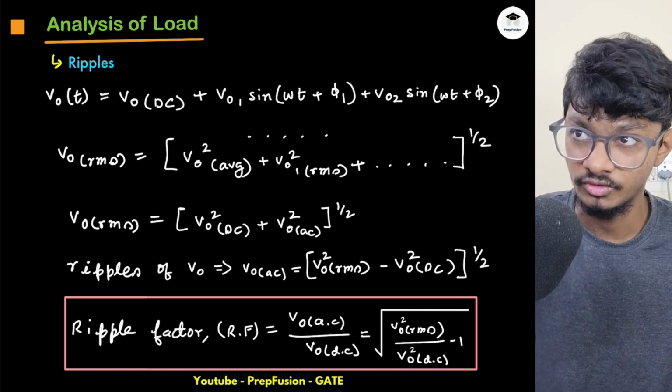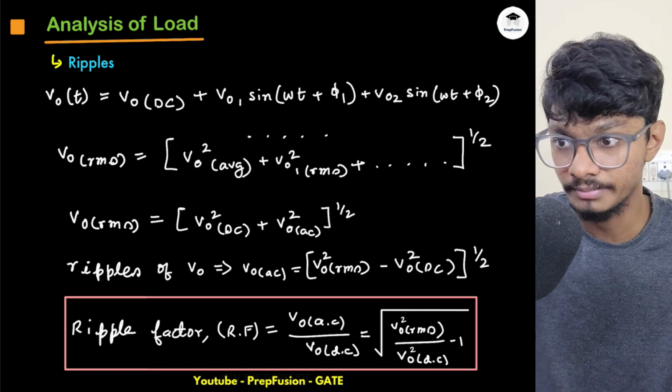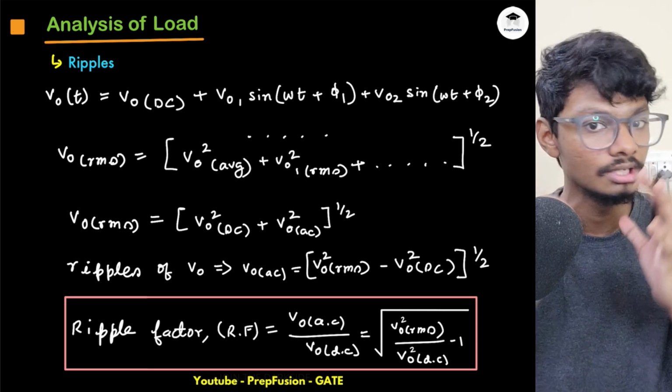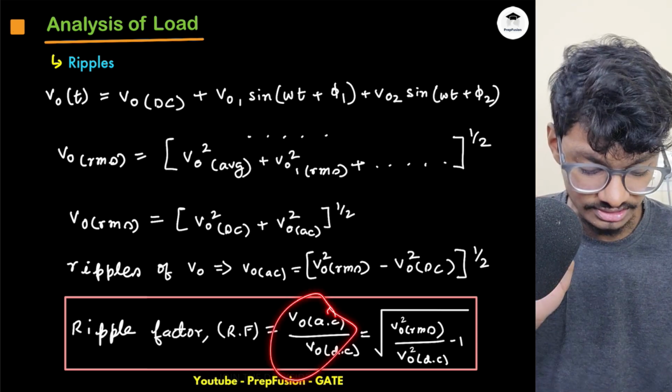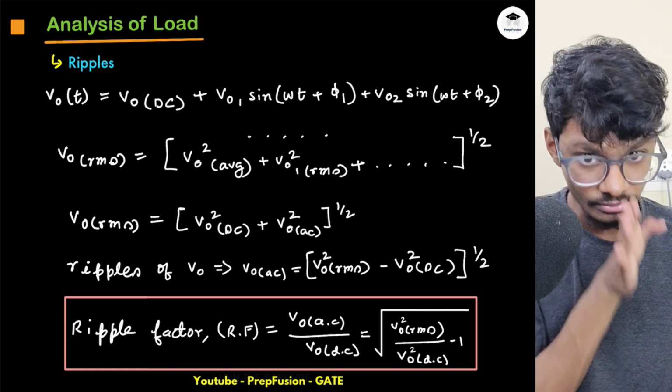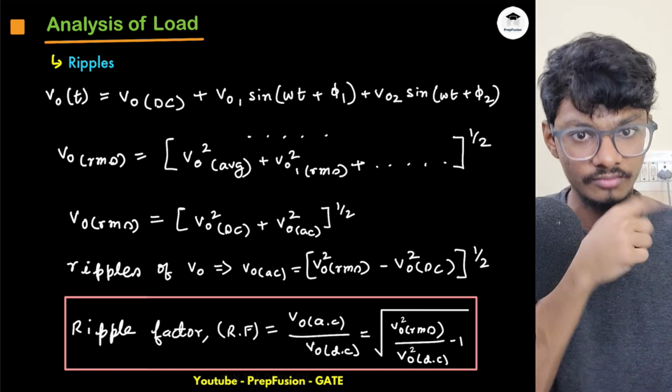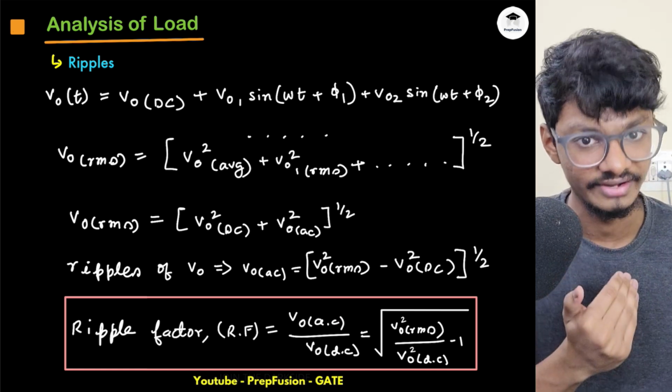Okay, VOAC upon VODC. How do I compute VOAC? What is VORMS? All those things should go in your mind. Then only, you don't write everything in short notes. You just write this in short notes, and from this, after observing this, can you recall, okay, what was this? What was that? That is how you revise. Right? That is how you revise.